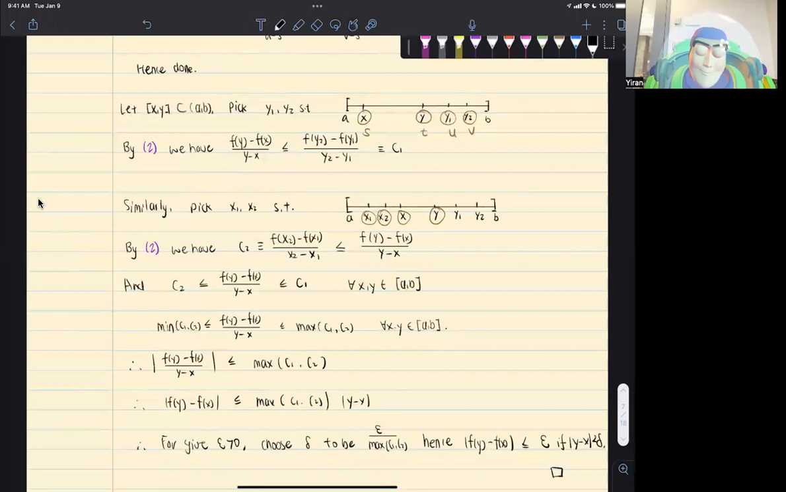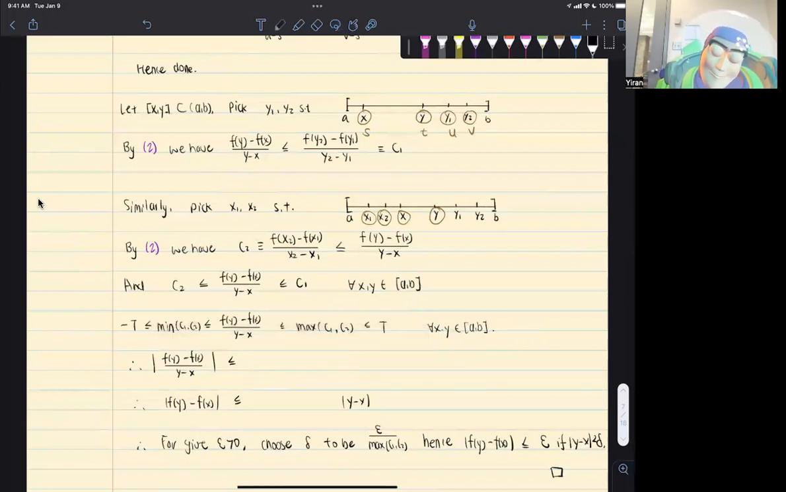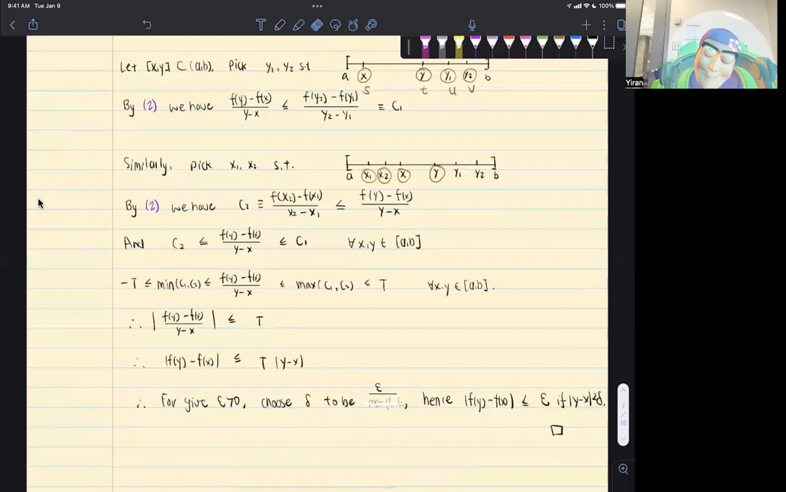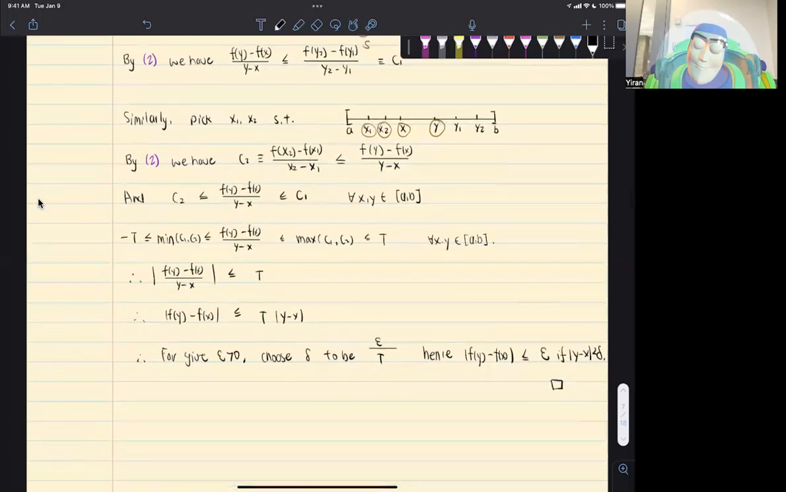And what are C1 and C2? C1 and C2 are this. I think what I can do is those are actually bounded by some number t, like negative t. Therefore, we have this is smaller or equal than t times |y - x|. Therefore, we just need to choose delta to be epsilon over t, and then we have proved it.